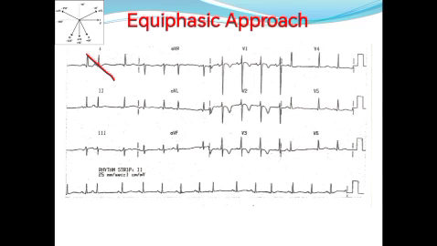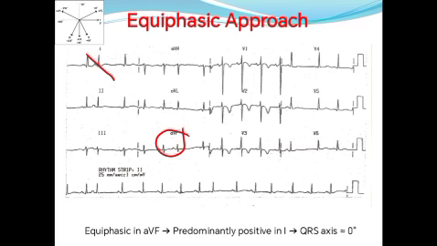So then we can look which one here is more equiphasic. Which one here is more equiphasic? I think the AVF here is more equiphasic. AVF predominantly positive. And so the angle that lies 90° away is 0, so the QRS axis is 0 for the AVF. You get it?